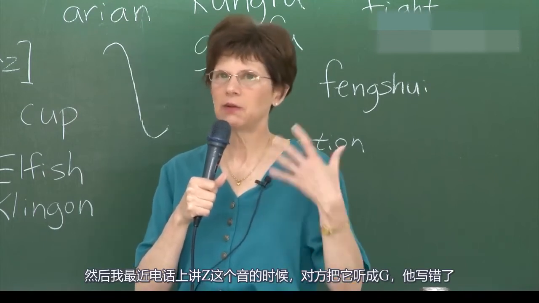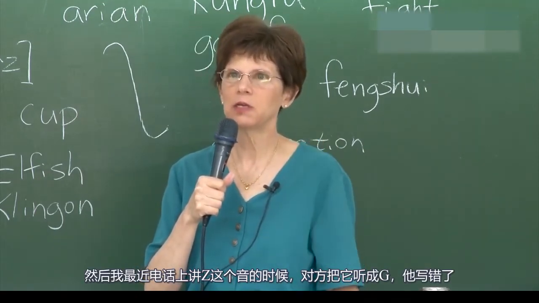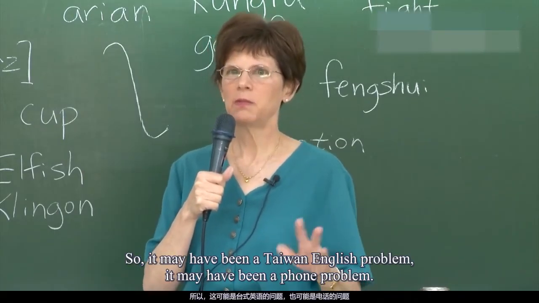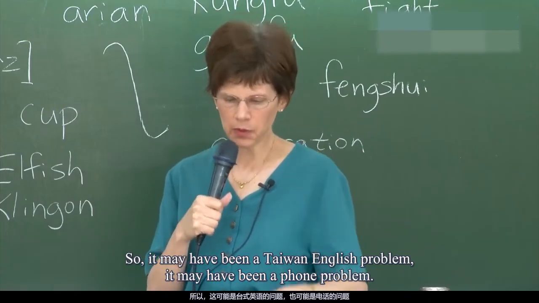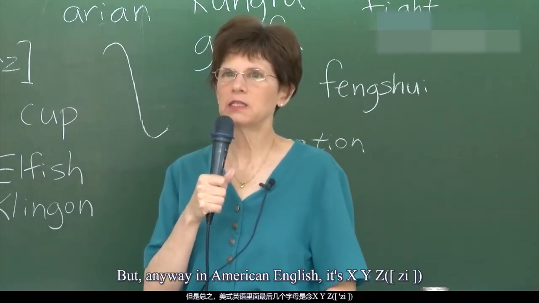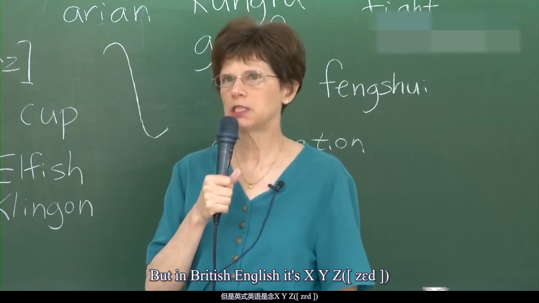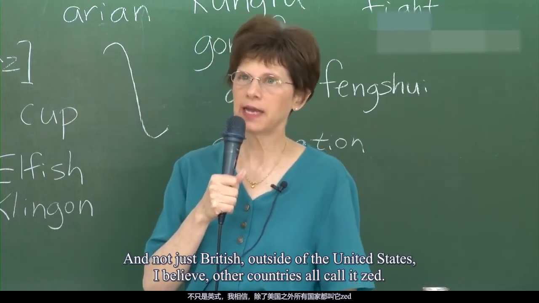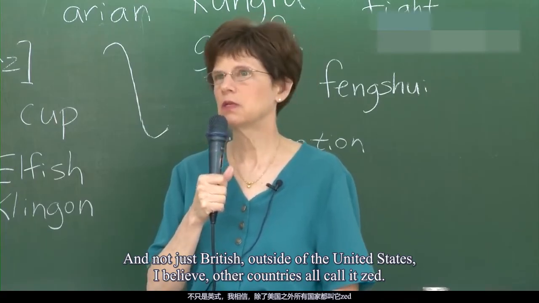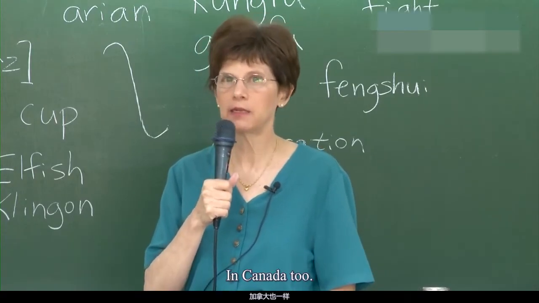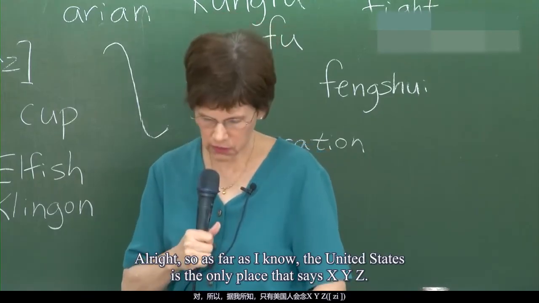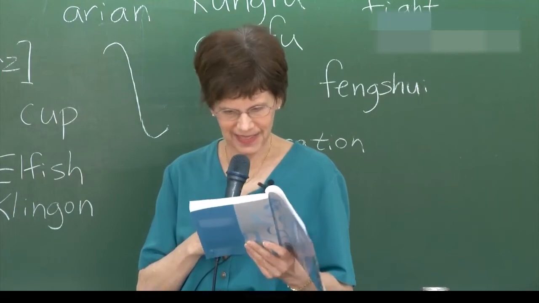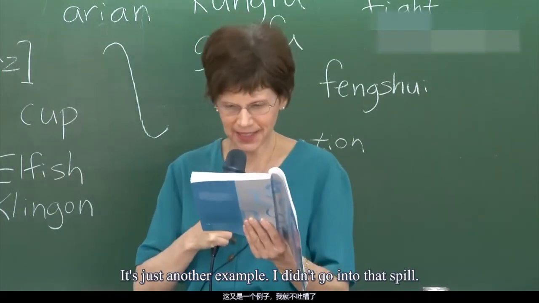然后我最近电话上讲 Z 这个音的时候，对方把它听成 G，他写错了。So it may have been a Taiwan English problem, it may have been a phone problem. But anyway, in American English it's X, Y, Z, but in British English it's X, Y, Z. And not just British. Outside of the United States, I believe, other countries all call it Z. In Canada too. All right, so as far as I know, the United States is the only place that says X, Y, Z. Is that funny? It's just another example. I didn't go into that spiel.